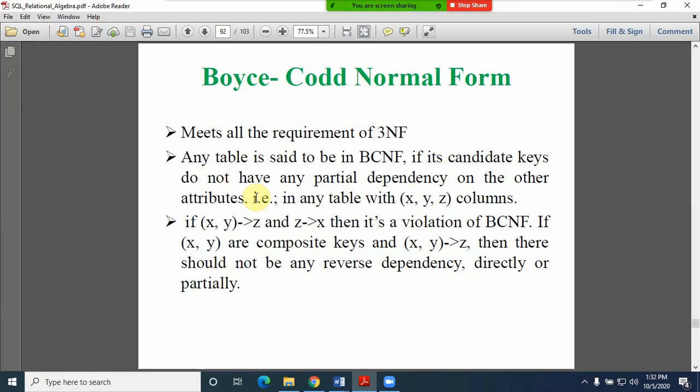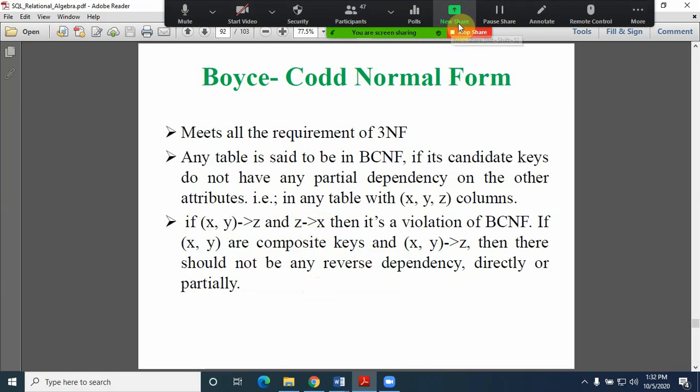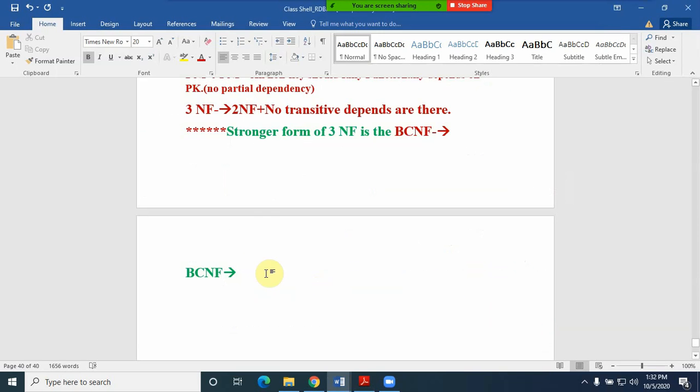Already we have seen this, but the thing is, if its candidate keys, what do you mean by candidate keys, friends, do not have any partial dependency on other attributes. So if XY are the composite keys and XY implies Z, then there should not be any reverse dependency. Reverse dependency in the sense that Z is used to determine X, which should not happen, friends. Like XY is generating Z, so XY determines Z, but in reverse order a non-key is going to generate the key. I will show some combinations so that you can realize.